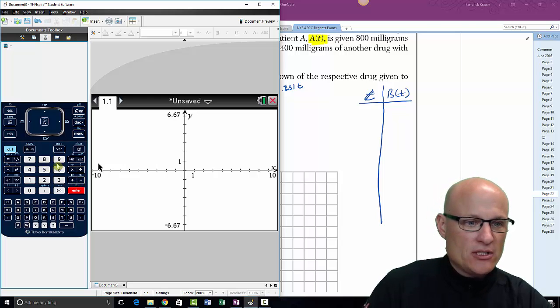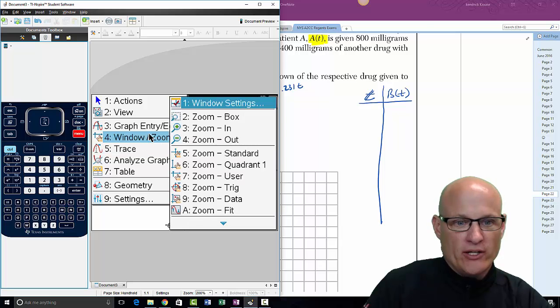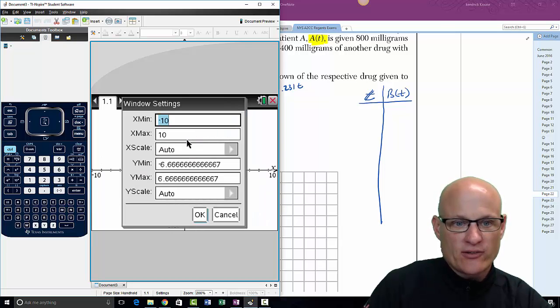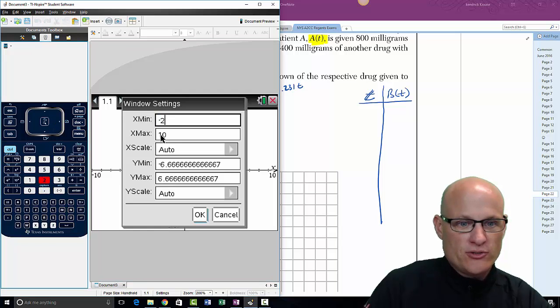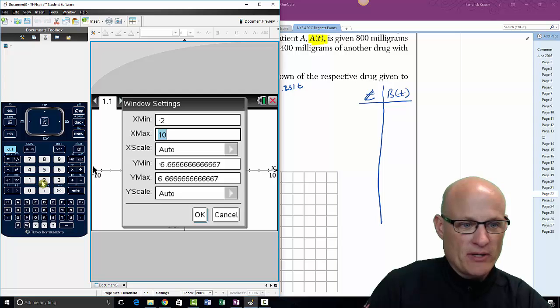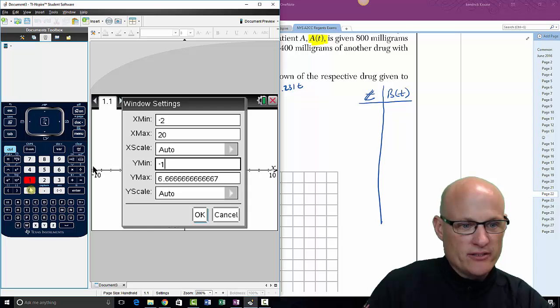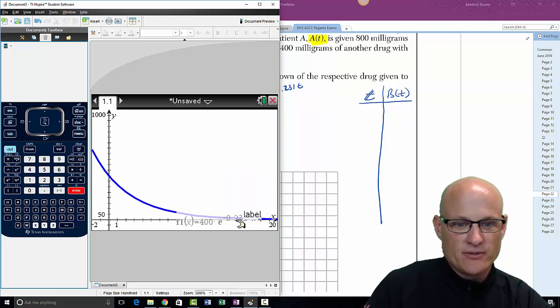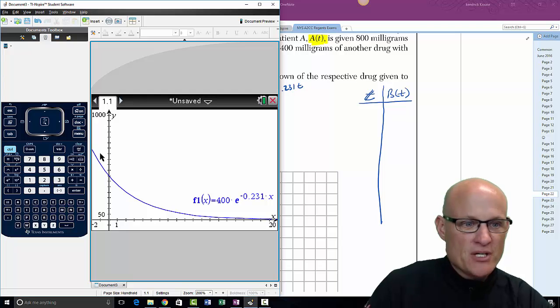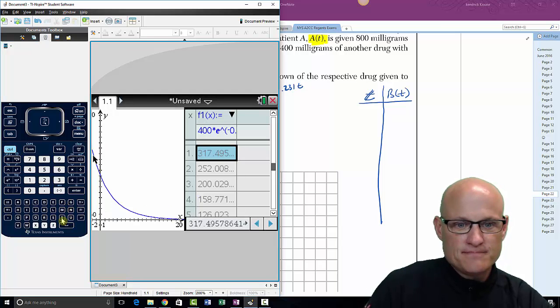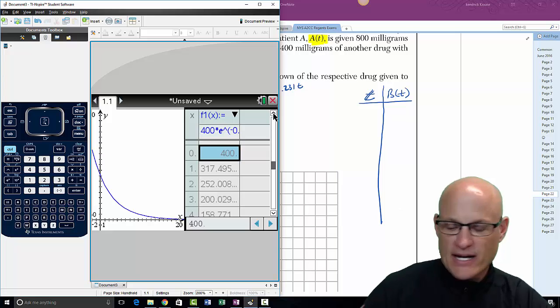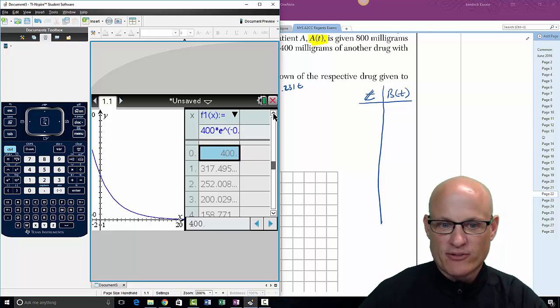If I change my window, menu, window, let's go window settings. I'm just going to choose negative 2 to 20 because that's what my scale says. Let's see if that's enough. And I'll go negative 100 to 800. No, let's go to 900. Let's go to 1,000. That should be enough. There it is. Now I see it. Okay. So Control T. I'm probably not going to do every one. I'll do a lot of nice ones. Maybe I'll do every other one.